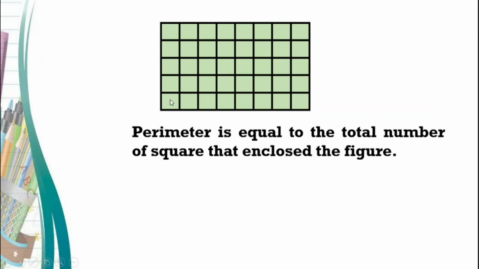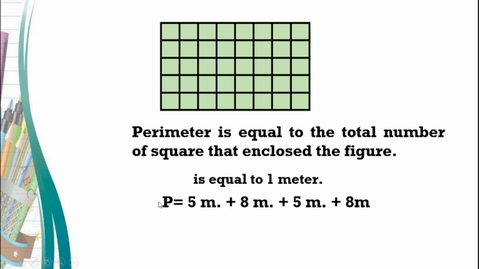So this would be 8, right? 1, 2, 3, 4, 5, 6, 7, 8. And wide is 1, 2, 3, 4, 5. So let's use one block is equal to 1 meter, right? So the width is 5 meters. This would be 1, 2, 3, 4, 5. And another 5 to the other side, 1, 2, 3, 4, 5. So we have 5 plus 5.